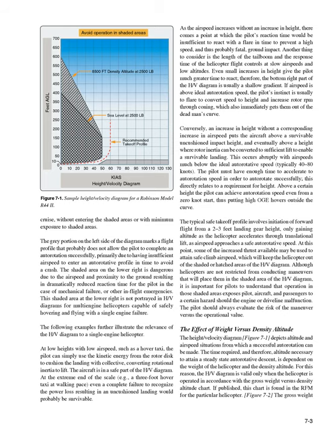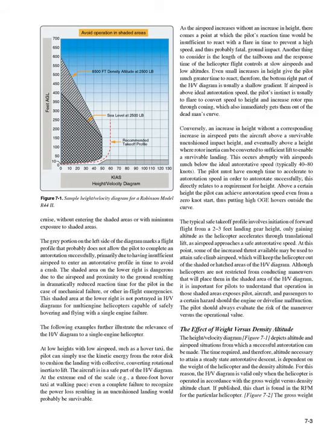Conversely, an increase in height without a corresponding increase in airspeed puts the aircraft above a survivable uncushioned impact height, and eventually above a height where rotor inertia can be converted to sufficient lift to enable a survivable landing. This occurs abruptly with airspeeds much below the ideal autorotative speed, typically 40 to 80 knots. The pilot must have enough time to accelerate to autorotation speed in order to autorotate successfully. This directly relates to a requirement for height. Above a certain height, the pilot can achieve autorotation speed even from a zero-knot start, thus putting high OGE hovers outside the curve.